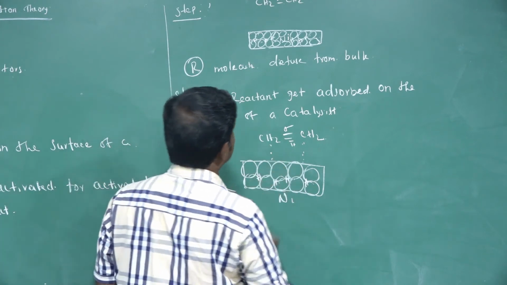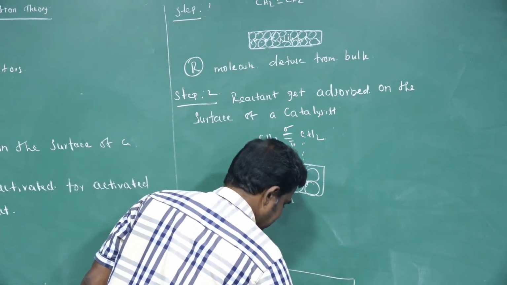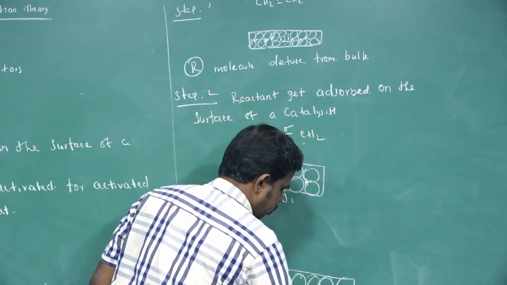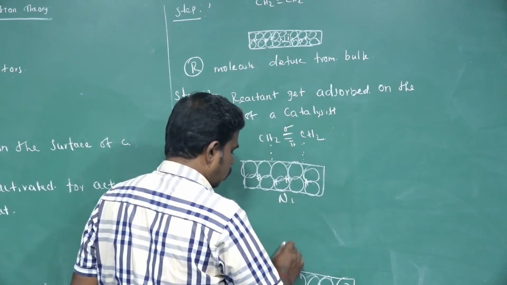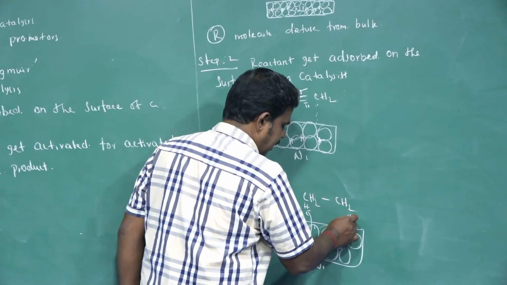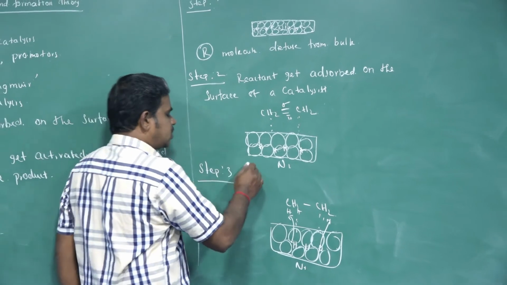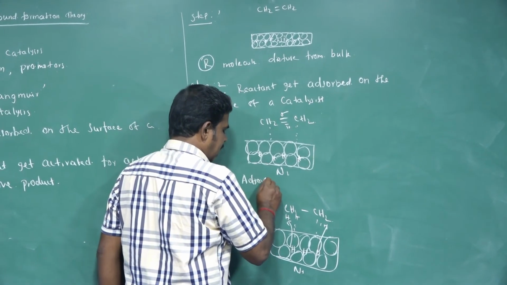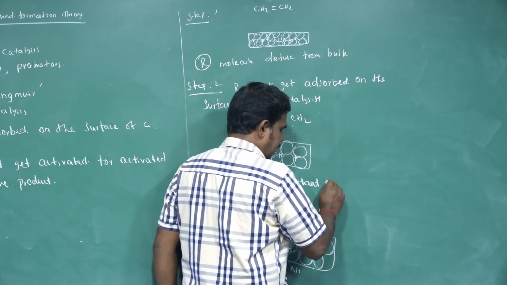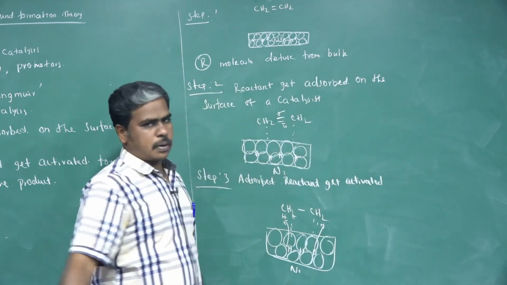Then it gets activated. That is step 3. Here there is nickel and hydrogen, and the CH2=CH2 takes up those hydrogens. So the adsorbed reactant gets activated and forms the desired product.